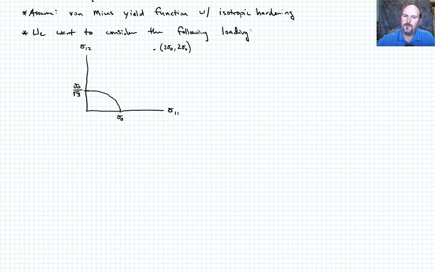what we want to do is we want to say, well, one path might be here, okay? And we might call that path A. But we could also load up in this fashion. We could load up to this location, and so we could do something like that, and we could call that path B, okay?